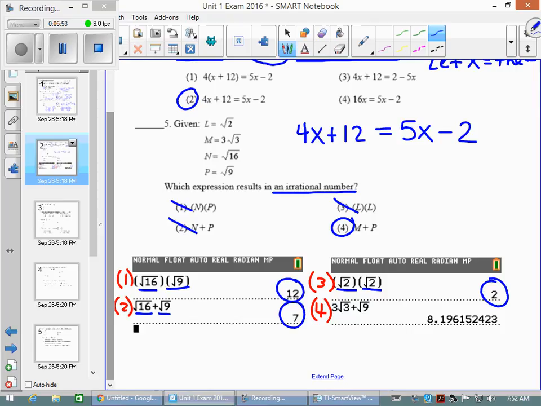But the reason is, if we take 3 rad 3, which is m, and we try to add it to p, which is the square root of 9, what we're doing here, the square root of 9 is rational. This 3 rad 3 is an irrational. And when you add a rational and an irrational number, you're going to end up with something irrational.